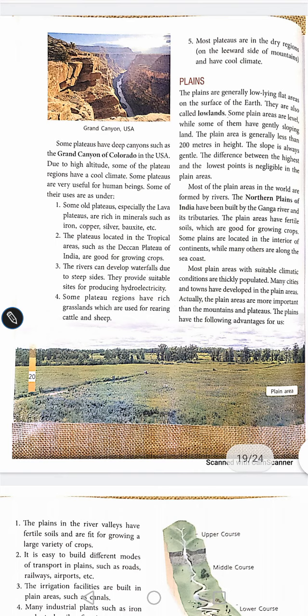Now plains, what are plains? We have discussed the topmost point of the earth, which is mountains. A region just below the mountain is plateau and the region below the plateau is plains. So they are also called lowlands. Now some plain areas are level while some of them have gently sloping land. The plain area is generally less than 200 meters in height and is a flat part.